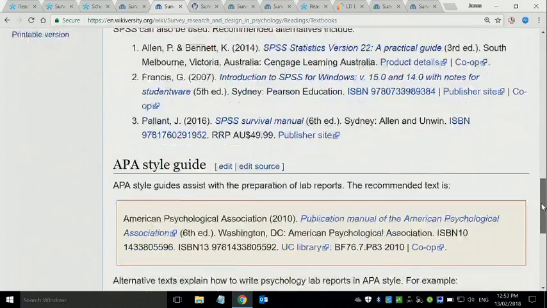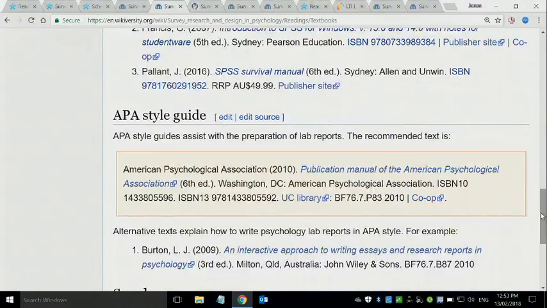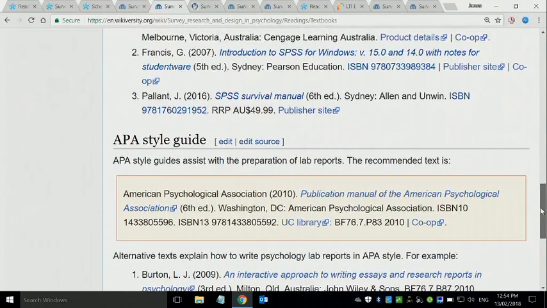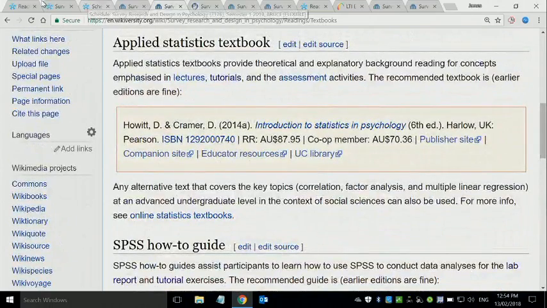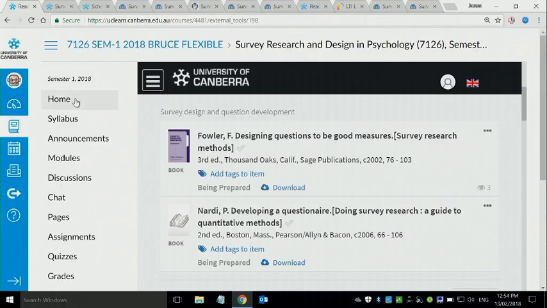And these days you probably don't need your own APA style guide, but if you're keen on psychology, you can go to the bookshop and buy the full APA style manual for about $50. But otherwise there are so many online versions that describe the main principles, then they would be fine as well.